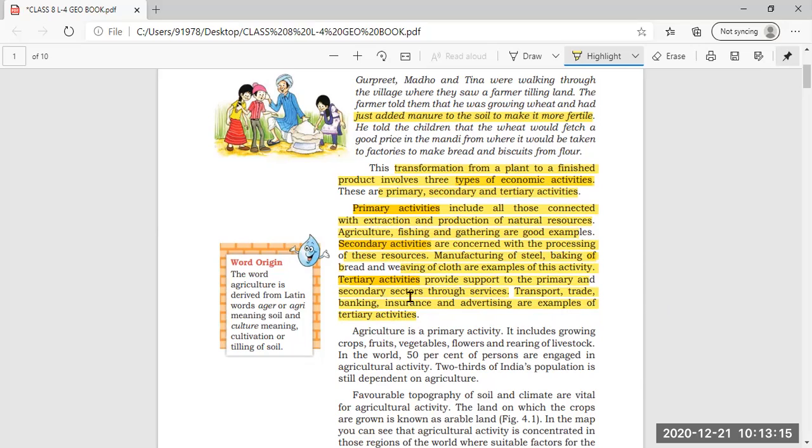So, I think primary, secondary, and tertiary activity are clear. Now, coming to the word origin, the word agriculture is derived from the Latin word agar or agri, which means soil, and culture means cultivation or tilling of the soil, that is, cultivation of the crop. That is called agriculture.